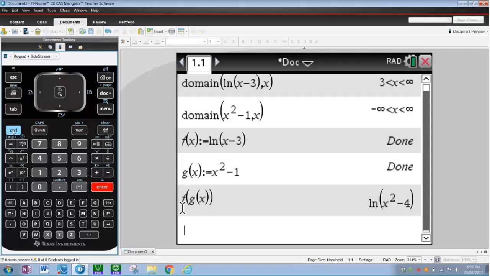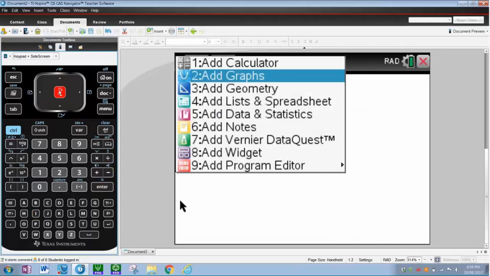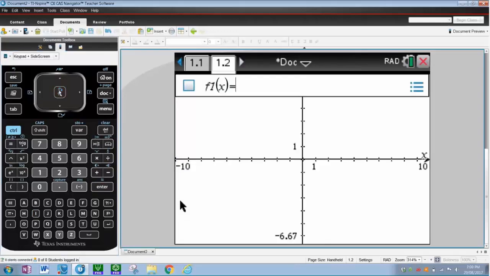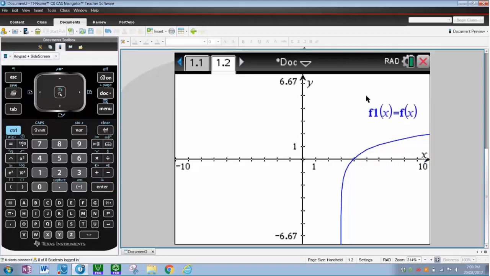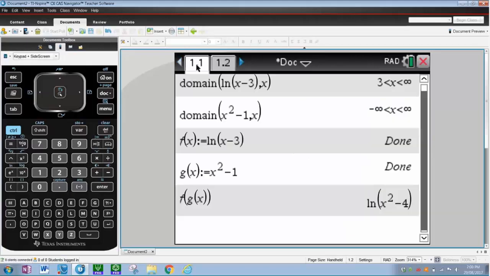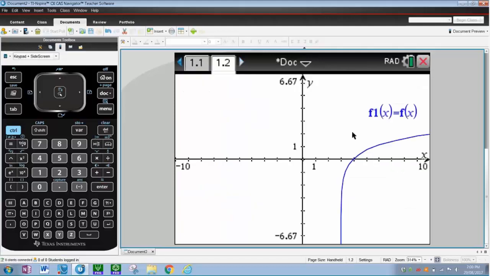To quickly get a graph screen, we can press Control I, and then we can create a graph screen that way. To graph f of x, I can just go to var again, press F, press X, close the bracket, and that right there is the graph of f of x, which was our log e of x minus 3. As we saw before on the previous page, the domain of our log e function was x greater than 3, and that is evident in this graph over here.